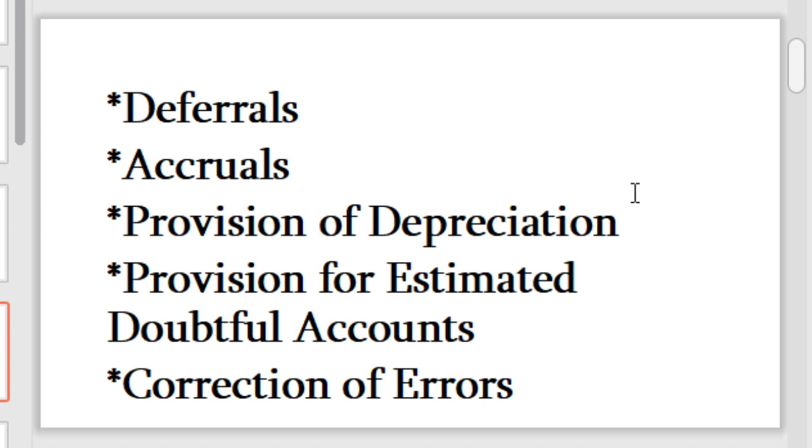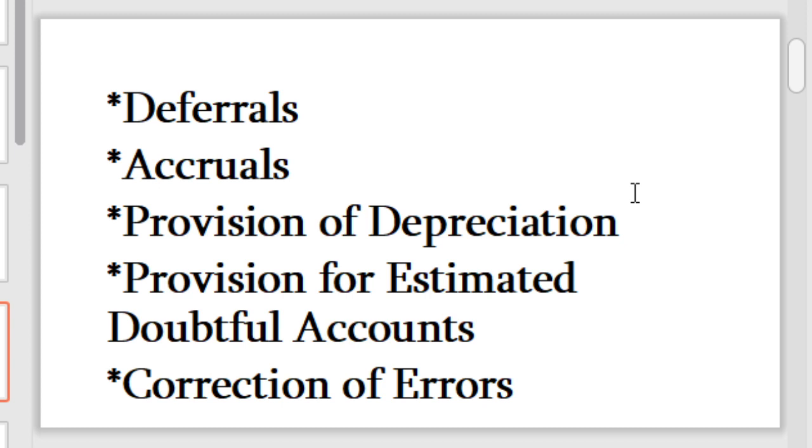Kapag sinabing depreciation, ito yung amount ng assets natin na nagamit natin. For example, meron tayong equipment. Through passage of time, through wear and tear, o sa paggamit natin, bumababa yung value ng ating asset. So, yung expense na ka-partner niya ng depreciable assets natin is the depreciation expense. So, nagpo-provide tayo ng depreciation at the end of the period.